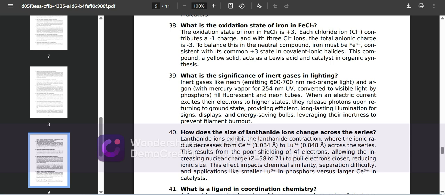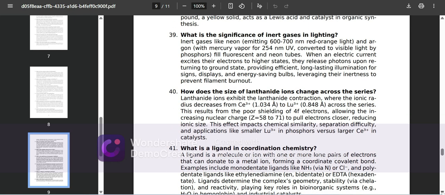Iron must be iron 3+, consistent with its common +3 state in covalent and ionic halides. These compounds, a yellow solid, act as a Lewis acid and catalyze organic synthesis.